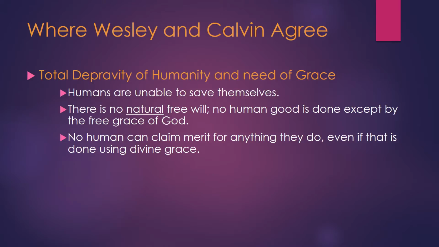So, no human being can choose to not sin apart from grace. Okay? As human beings, we will sin. It is inevitable. There is no avoiding it. We cannot, by free will, choose to not sin. Only once grace is shown to us is there a freedom from sin. Sin will control us until grace is shown. No exceptions. And because of that, no human can claim merit for anything they do, even if that is done using divine grace. Both Wesley and Calvin are going to say that grace does the whole work.